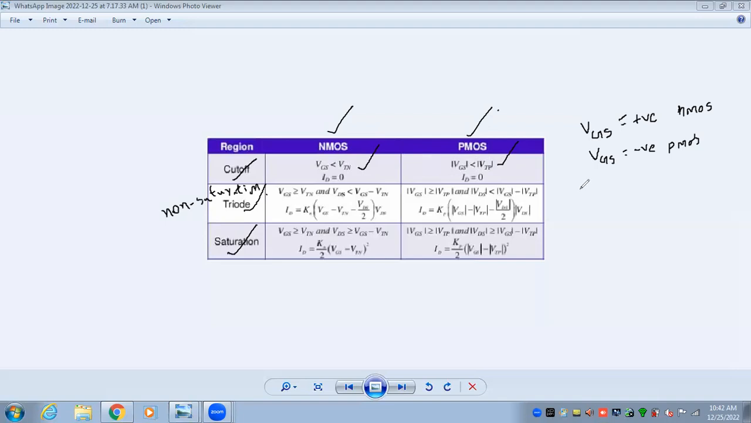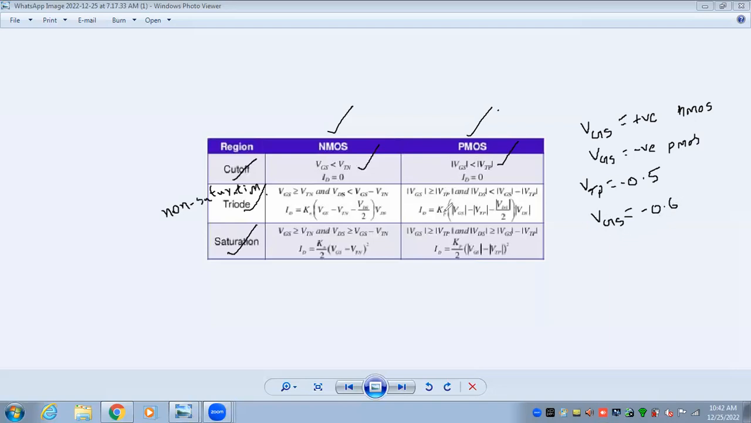If you take it with respect to the negative voltage, suppose VTP is equal to minus 0.5 volts. That is, whenever the input negative voltage is more negative than that, less than means more negative. So for the PMOS to become on, the input voltage should be minus 0.6 or more negative than minus 0.6.